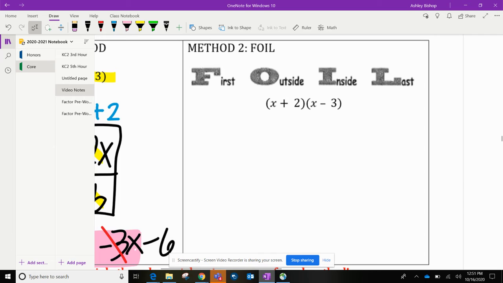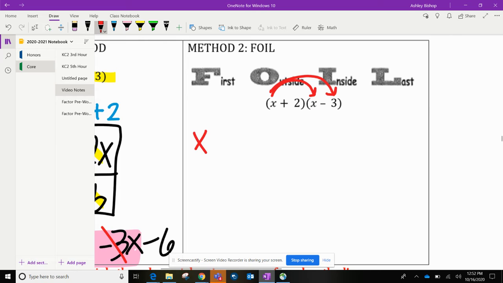FOIL you may have heard of, but FOIL stands for first, outside, inside, last. And I use FOIL in my own method of using arrows. So basically everything in this binomial needs to get multiplied by everything in this binomial, and you need to make sure that you keep that organized. So I like to use arrows. I know that this x in this binomial needs to get multiplied by each thing in this binomial. Okay, so I'm going to do that first.